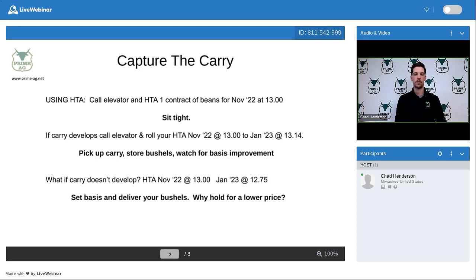And you would pick up your carry, you'd continue, you could put your bushels in storage then at harvest, and you might even be able to watch for basis improvement as you go forward and prepare to deliver those bushels.